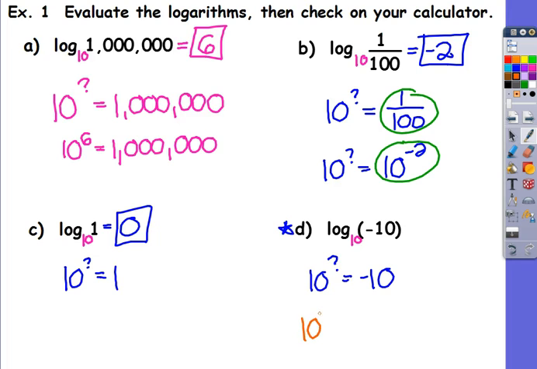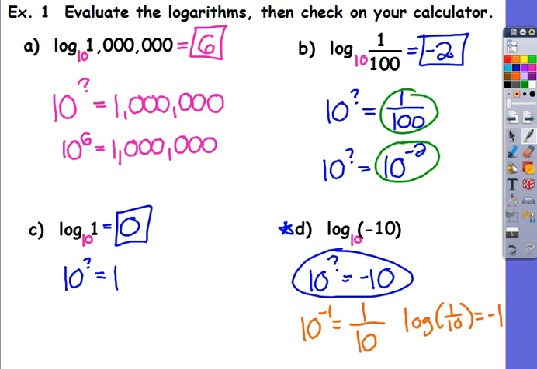If I take 10 to the -1 power, that'd be like 1 over 10 to the first power, or 1/10. So if I said, what's the log of 1/10, then yes, that would be -1. But 10 to what power is going to give me -10? That's actually not possible. So no solution here.